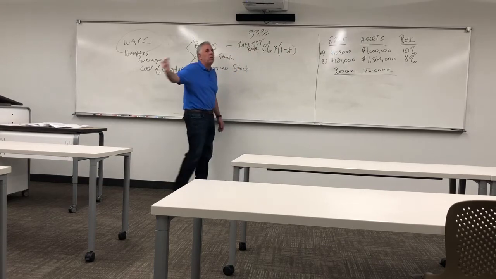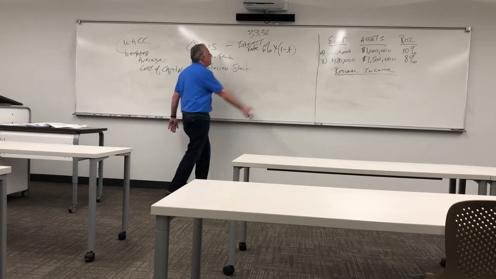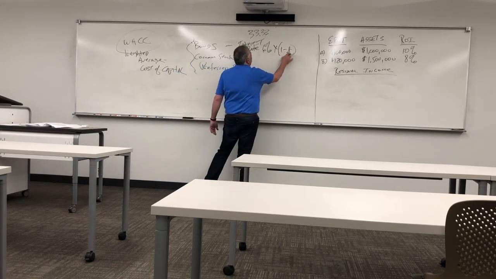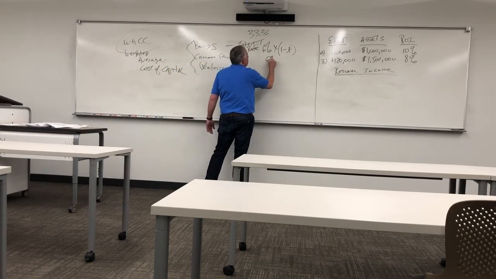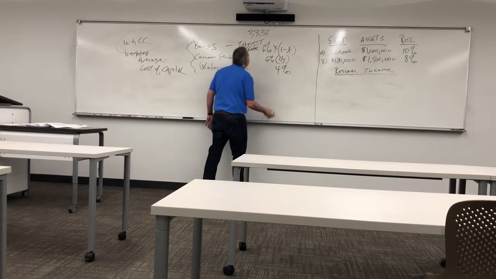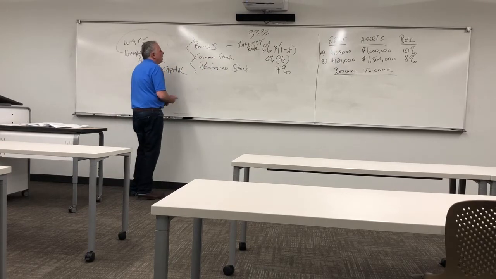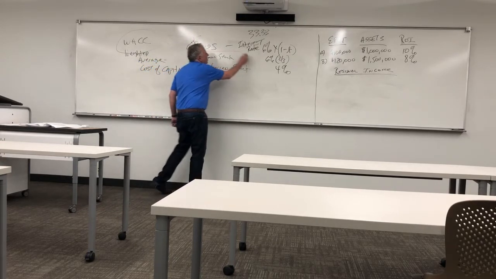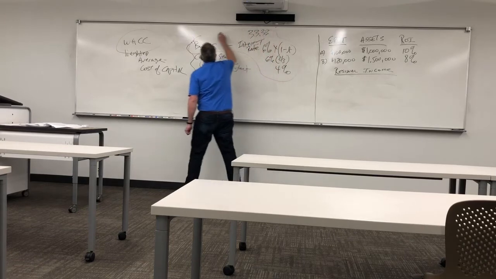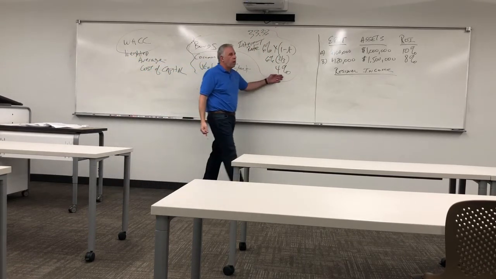You don't have to do this for Chapter 10. WACC will be given, but I want you to know how we got there. 6 times 1 minus 1/3 equals 6% times 2/3, which equals 4%. All right? So hence, your after-tax cost of the bonds to the corporation is 4%.